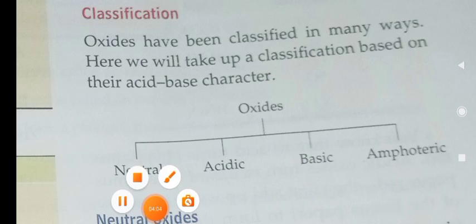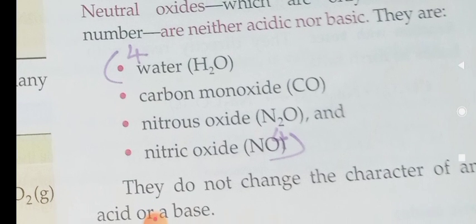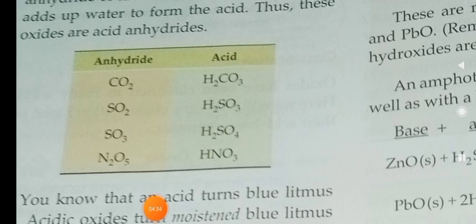Now, how are oxides classified? Oxides are classified into neutral, acidic, basic and amphoteric oxides. Examples of neutral oxides: they are neither acidic nor basic. Water, carbon monoxide, nitrous oxide, nitric oxide, all these are examples of neutral oxides.